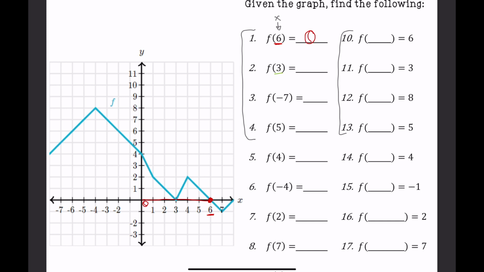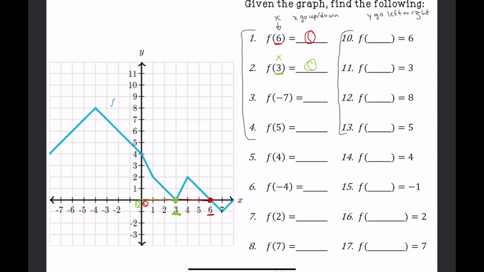Looking at the next one, this 3 is an x value. So I look at that x-axis for 3, and here it is. Go to the graph, up or down. There it is, right there. It's right on that x-axis. So that y value is also 0. Okay? Let's make a little note. X, go up or down. Y, go left or right.